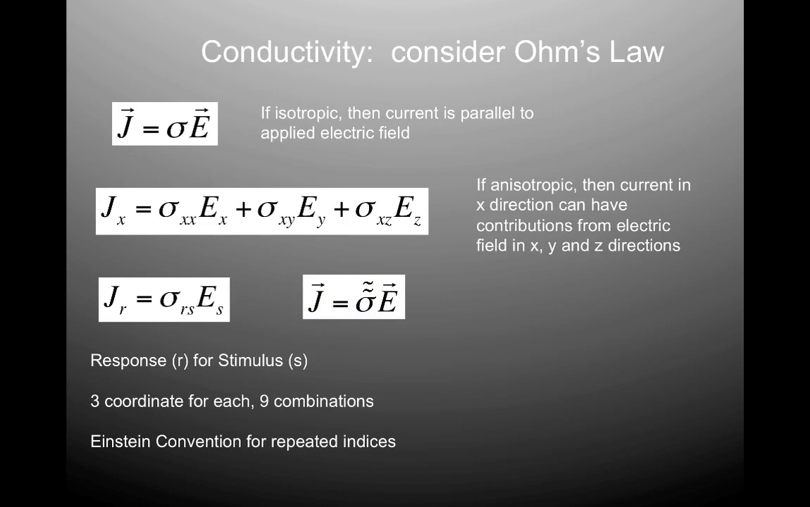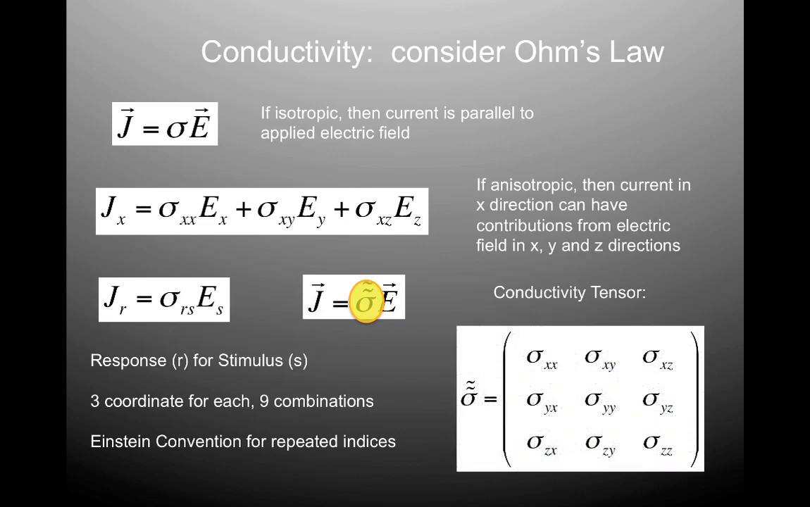We could also write this as a matrix vector operation in which we simply multiply a matrix of values of sigma times the electric field vector to get a current vector. We'll label this thing multiplying the electric field as the conductivity tensor. And written out, it has 9 components as shown here, with indices reflecting the appropriate permutation of x, y, z coordinates, going across for the stimulus and going down for the response.